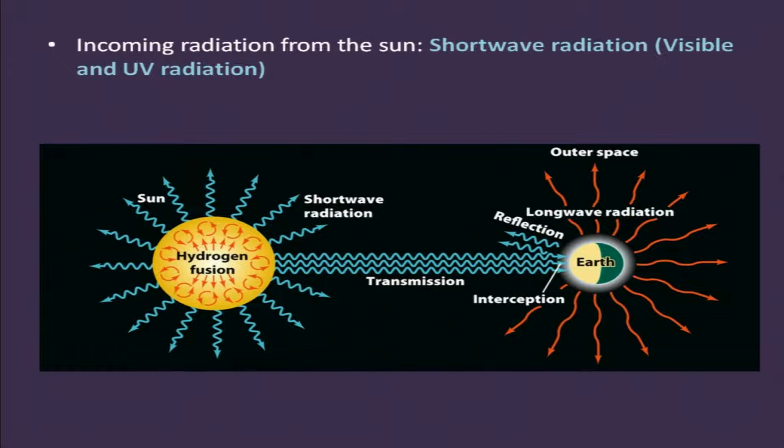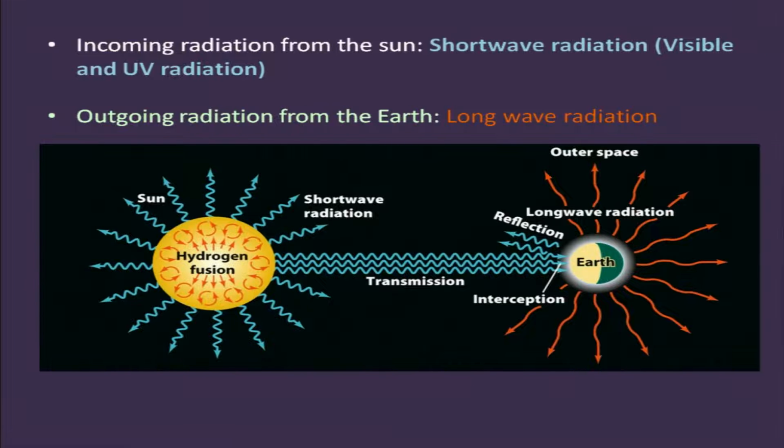So incoming radiation from the sun is short wave radiation that occupies the frequency range of visible and ultraviolet radiation. Outgoing radiation from the earth is long wave radiation. So just keep this in mind.